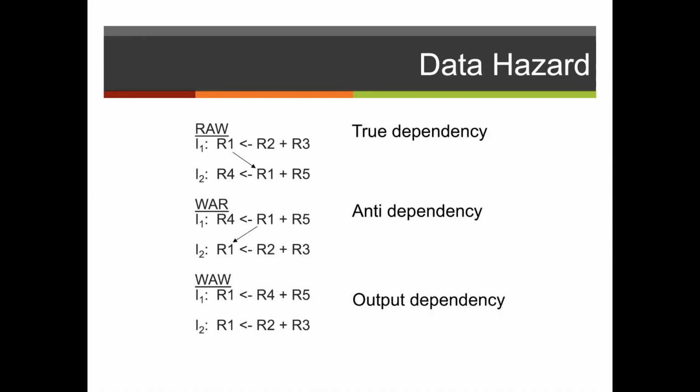The hazard that can also exist is a write after write data hazard. And in this case, we have instruction 2 is writing a new value to the register, and it's also a target of the previous instruction. So these are some different types of data hazards that can occur based on how instructions depend or share data.